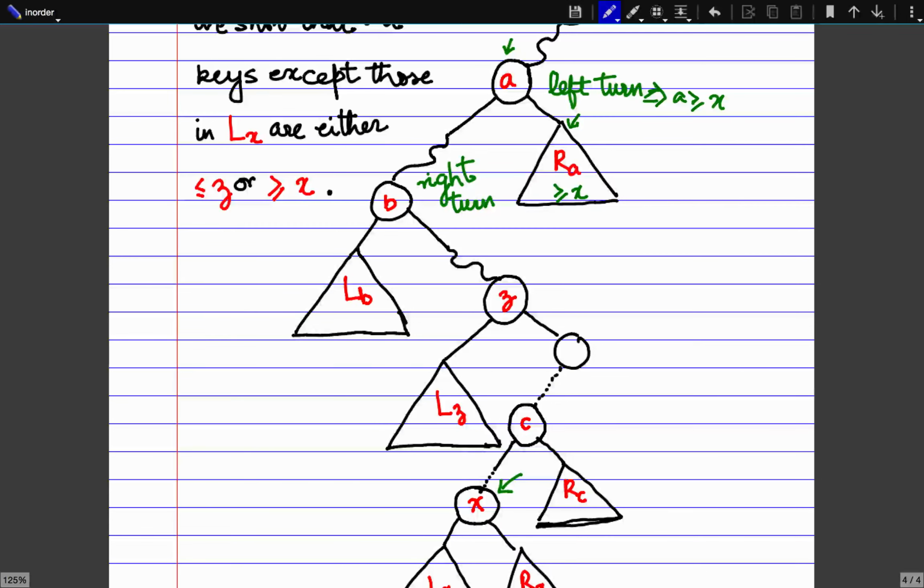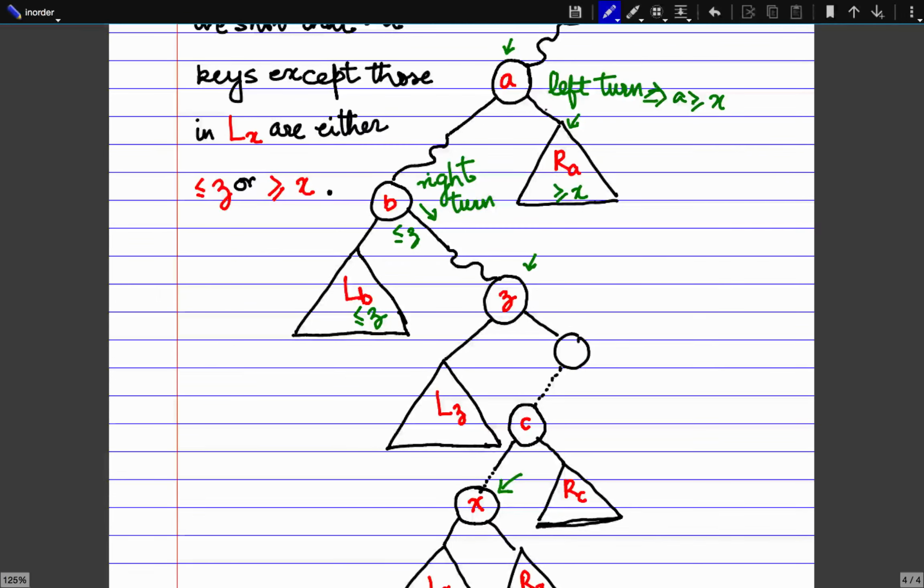Now consider a right turn. So this is B. From here we turn right to go down towards Z and further X. Now B is less than or equal to Z because we took a right turn to go to Z, and so definitely LB is also less than or equal to Z. All the elements in LB are less than or equal to Z. So if I look at all the keys that do not lie in the subtree rooted at Z, they are of this form.